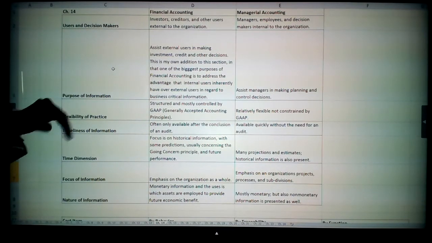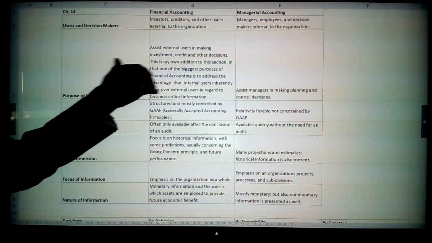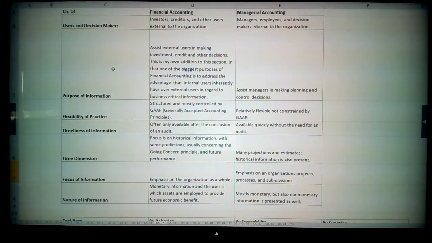The purpose of the information, obviously, if you're going to be an investor, you want to know what the health of the company is. How much money do they have? How much are they making in income? Whereas if you're a manager, you're more concerned about, okay, how is this working? Do I need to change something? How much am I spending here? Is there a way I can spend less in order to improve these numbers?